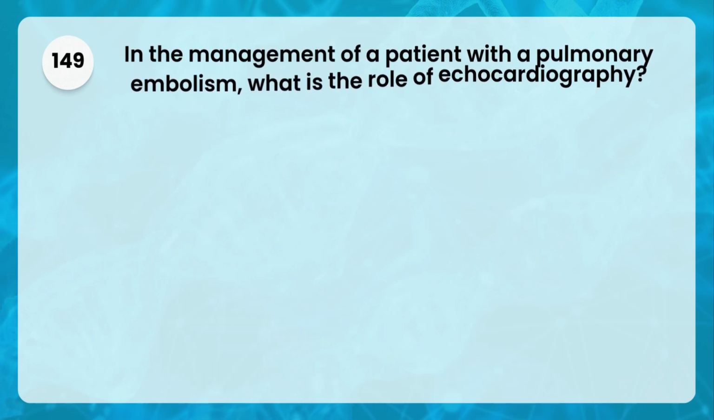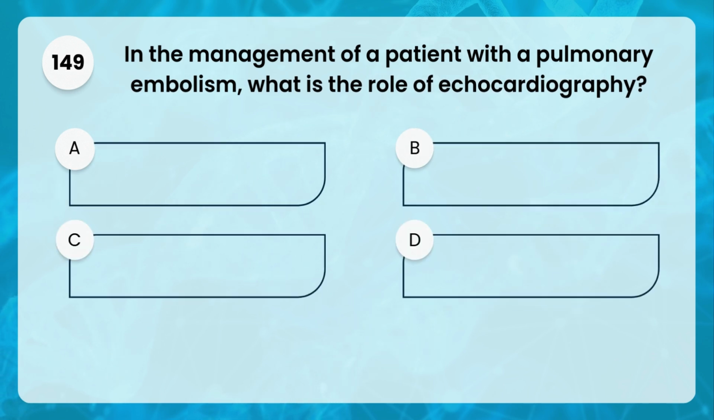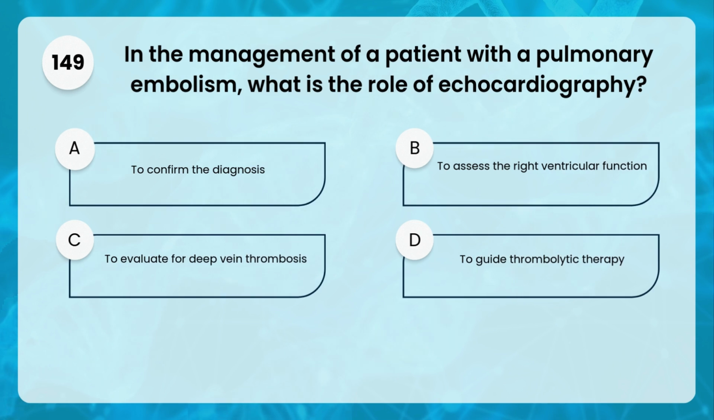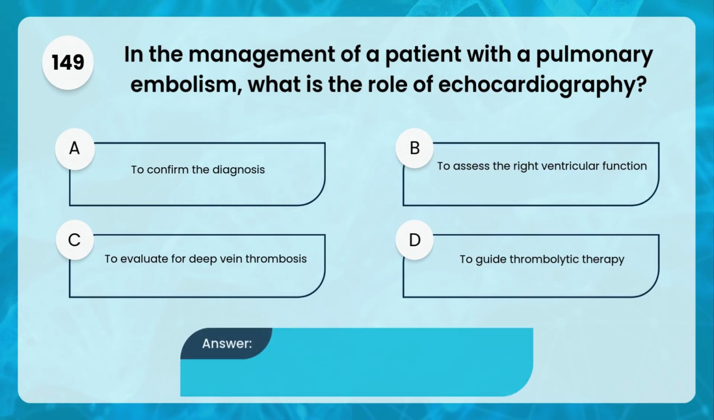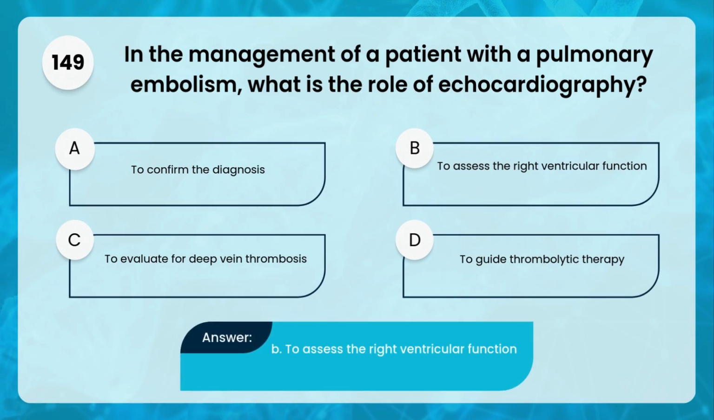149. In the management of a patient with a pulmonary embolism, what is the role of echocardiography? A. To confirm the diagnosis. B. To assess the right ventricular function. C. To evaluate for deep vein thrombosis. D. To guide thrombolytic therapy. The answer is B. To assess the right ventricular function.